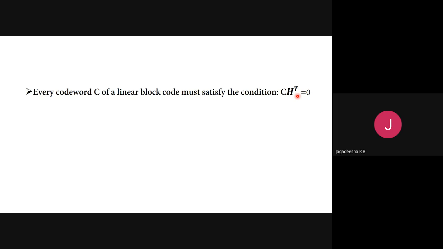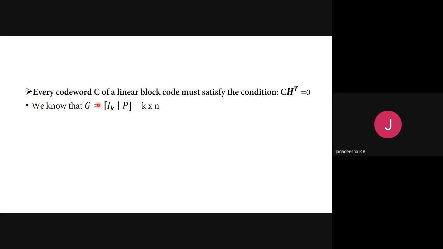How to prove it? C into H transpose. C is the code word. It comes to the receiver and the receiver computes with H transpose. You multiply these two matrices or vectors, you get a 0. How? Very simple actually. If you see the structure of H transpose, you will understand.